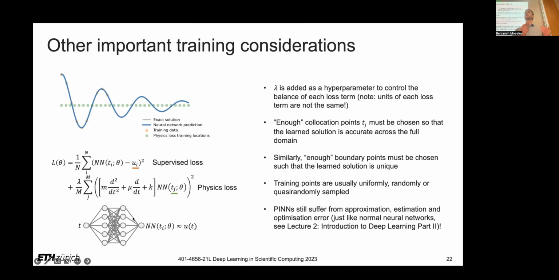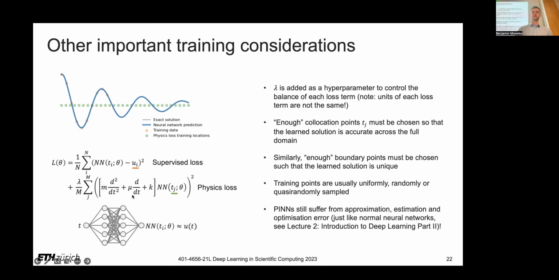You can imagine, if one is too big compared to the other, what might happen. For example, if the physics loss is too big and the supervised loss is basically 0, then the network is just going to learn a random particular solution of the equation, and it won't match what this is. The other way around, if the supervised loss is really large, then the collocation points won't matter, and it won't learn an oscillatory process. So lambda is very important.